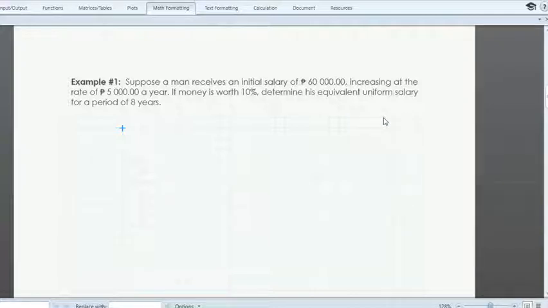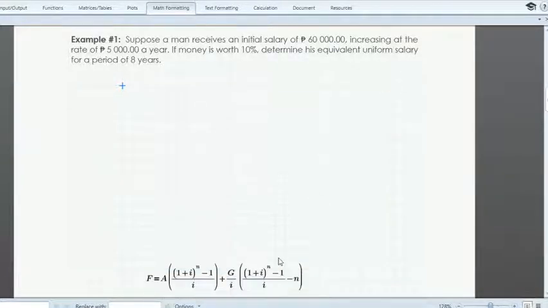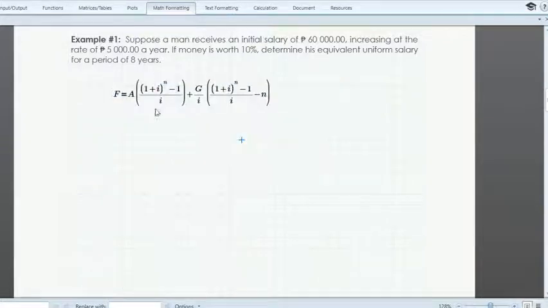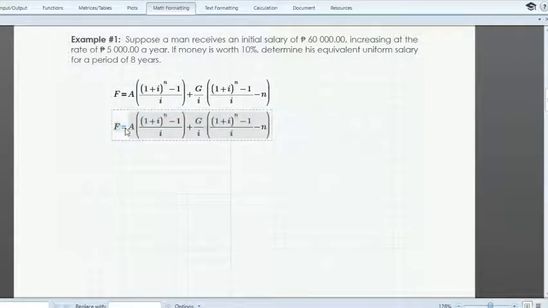Sabi nga, if you are given lemon, you make lemonade. Bottom line, kung anong ibinigay sa'yo, di gamitin mo. Then, tingnan mo kung paano mo siya masosolve gamit yung binigay sa'yo. Tama? So, this is our formula for F. So, itong formula na to, palitan natin ang mga numbers.